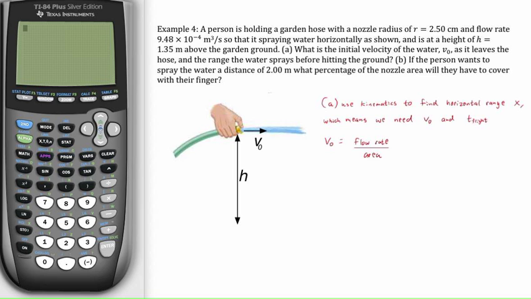Okay, and you can see it makes sense in terms of units, because we have cubic meters per second here, and then here we just have square meters, which will leave us meters per second, the units of velocity. And it also makes sense conceptually.